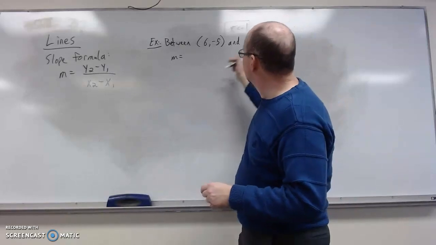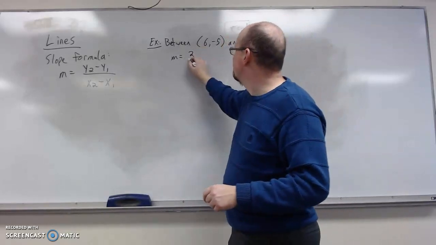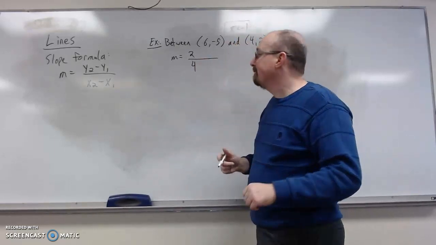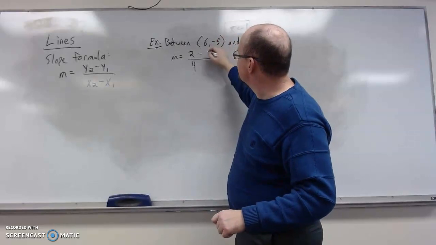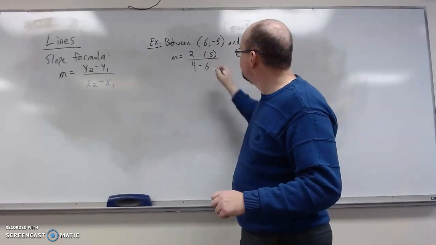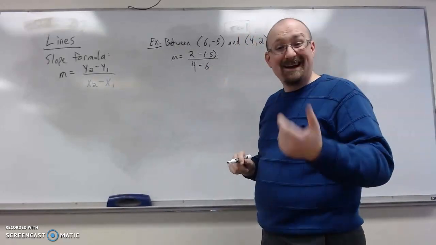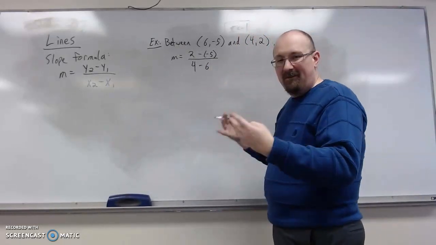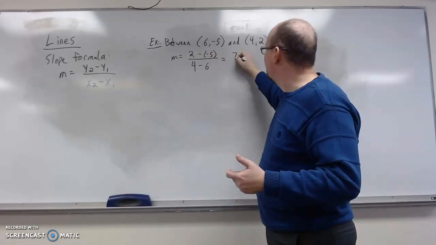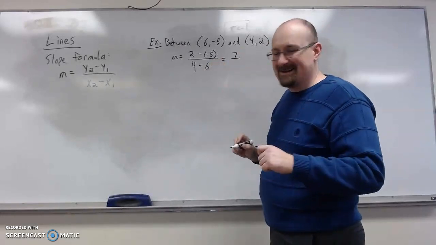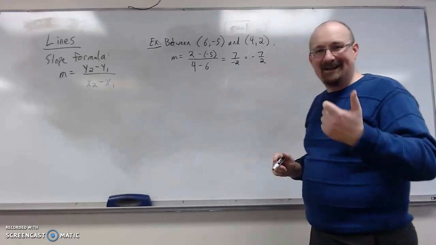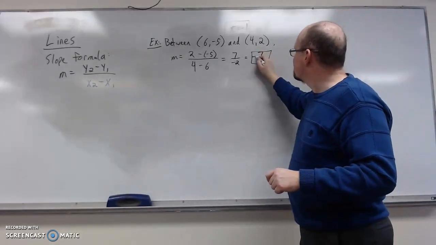So I'm going to list the 2 in that instance, and then that means that the 4 needs to be underneath it in the formula. So I have 2 minus this other y coordinate of -5, and then down below I have 4 minus 6. All right, so now if I work out the arithmetic here, 2 minus -5, that's 2 plus 5, so that's 7. 4 minus 6 would be -2. I would normally write this as -7/2 for my slope.